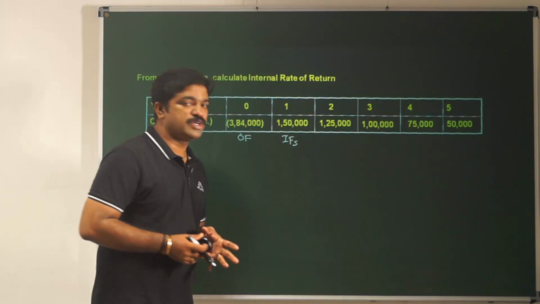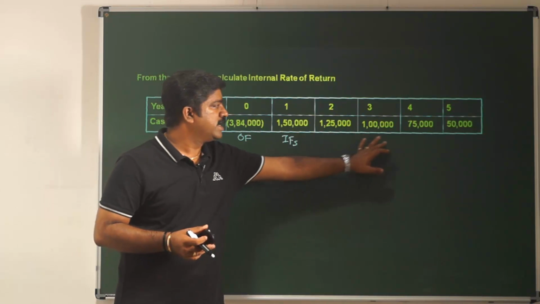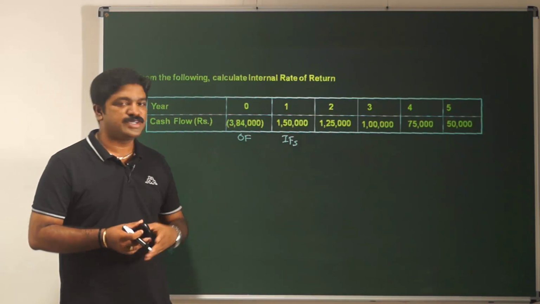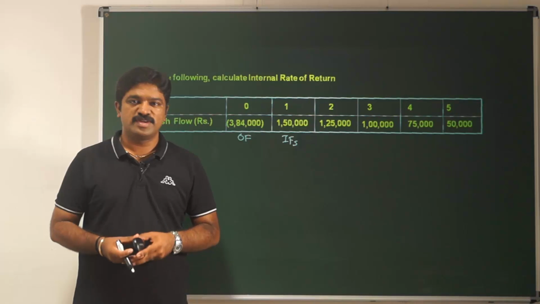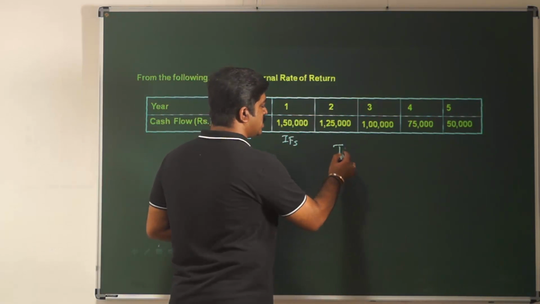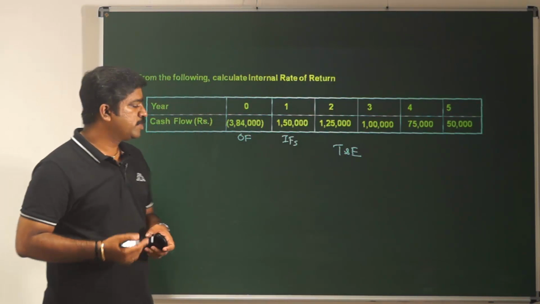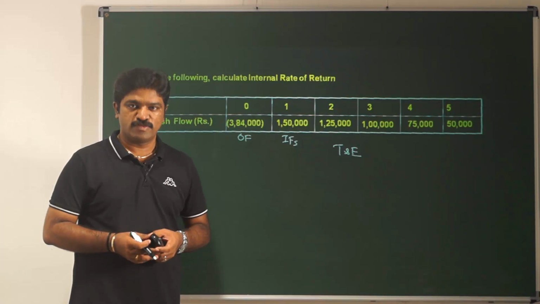So the first question which you have to ask is, what is the nature of cash flow? Look at the cash flow. Each and every year it is different. Actually, it is declining each and every year. So this is differential cash flow. In case of differential cash flow, how will you find out IRR? Using trial and error method. Now, in trial and error method, you have to make arbitrary assumption of rates.